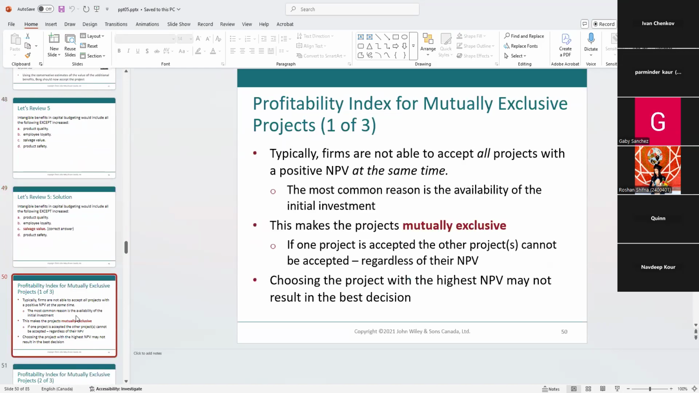Now, how are we going to deal with it if we have a few projects that have a positive net present value, but we don't have enough cash to accept all of them? How are we going to deal with that case? Well, in that case, we have to choose something else. Having the highest net present value is not always the best decision. Why? Because the required rate of return or discount rate can be different.